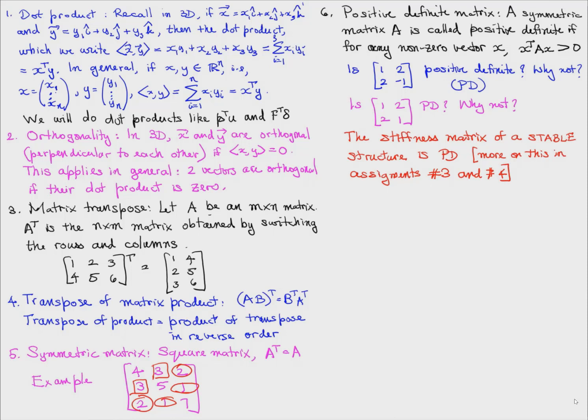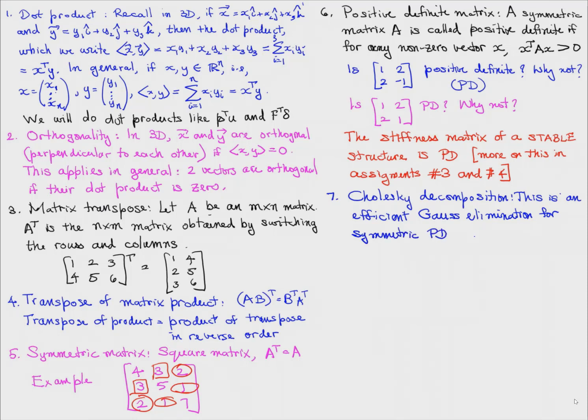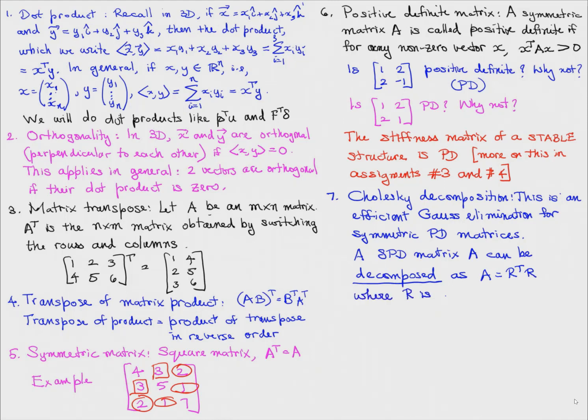The last idea for this video is that of Cholesky decomposition. This is an efficient way of doing Gauss elimination. You're probably familiar with Gauss elimination from ES 230 and courses like that. So it's an efficient way of doing Gauss elimination for symmetric positive definite matrices. We know what that means now. If a matrix is symmetric positive definite, it can be decomposed in the form A equals R transpose R, where R is a lower triangular matrix.